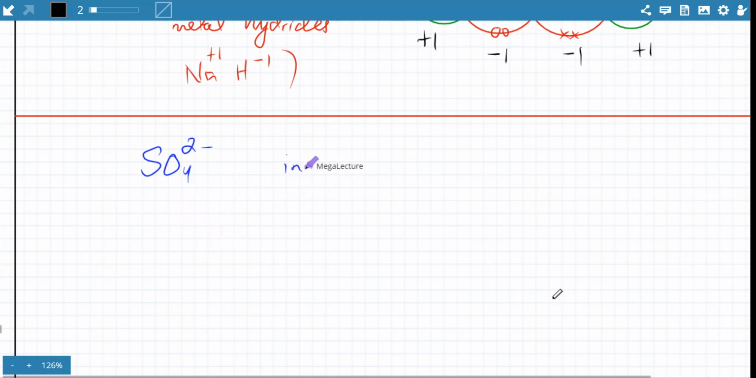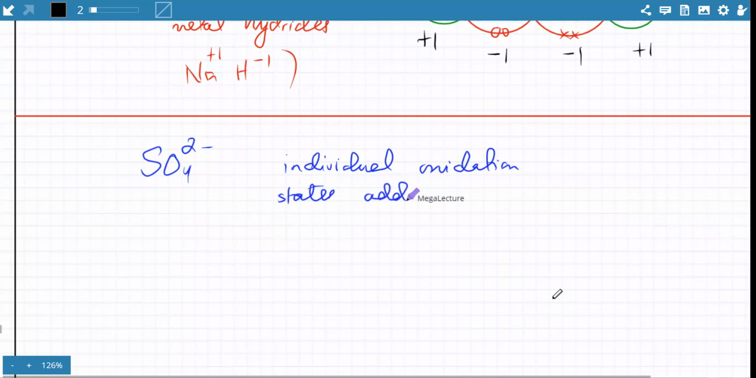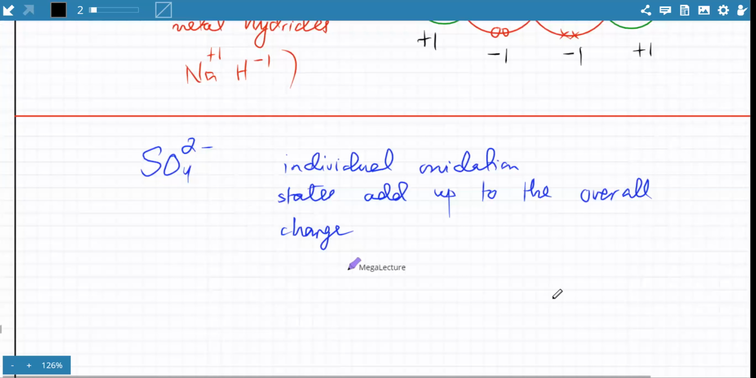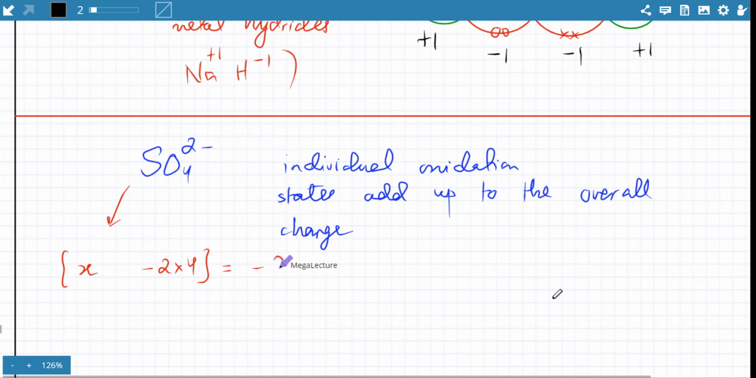So the rule is individual oxidation states must add up to the total charge, or the overall charge. So you have sulfur, which is unknown, so I'm going to take it as X. You have oxygen, and oxygen I know is -2, and there are 4 oxygen, so that's -2 times 4. The individual charges must add up to the total charge, which in this case is -2. And if you solve for X, it comes out to be +6.